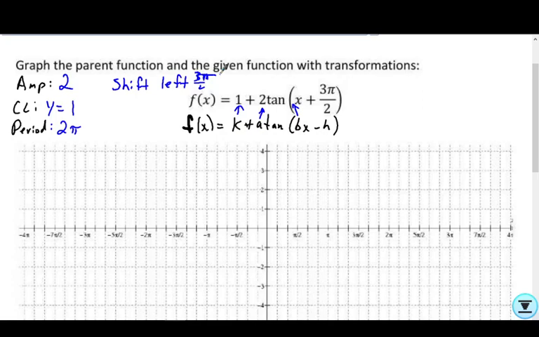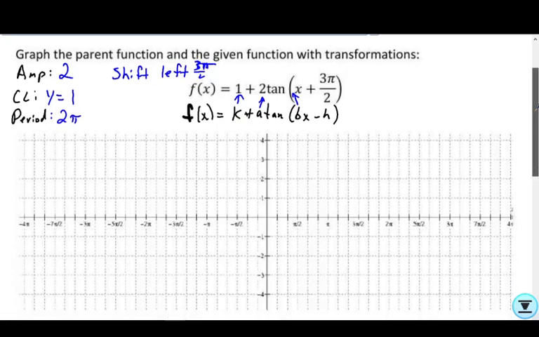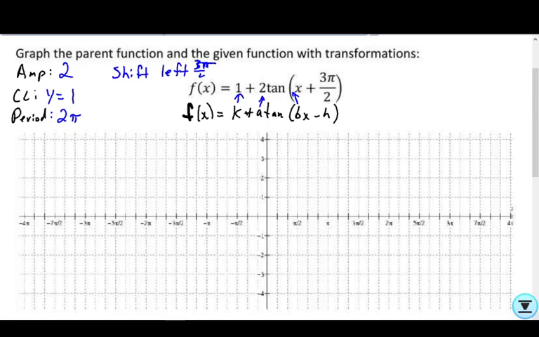So here we go. So let's start by drawing our parent function for tangent. So again, our parent function for tangent, pi over 2, 3 pi over 2 are my asymptotes. 0 is at 0, pi, 2 pi, positive 1, negative 1, positive 1, negative 1.